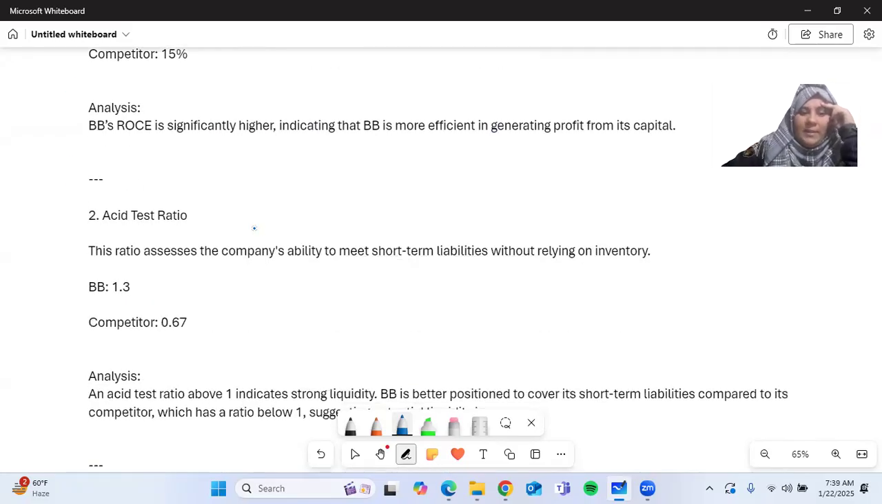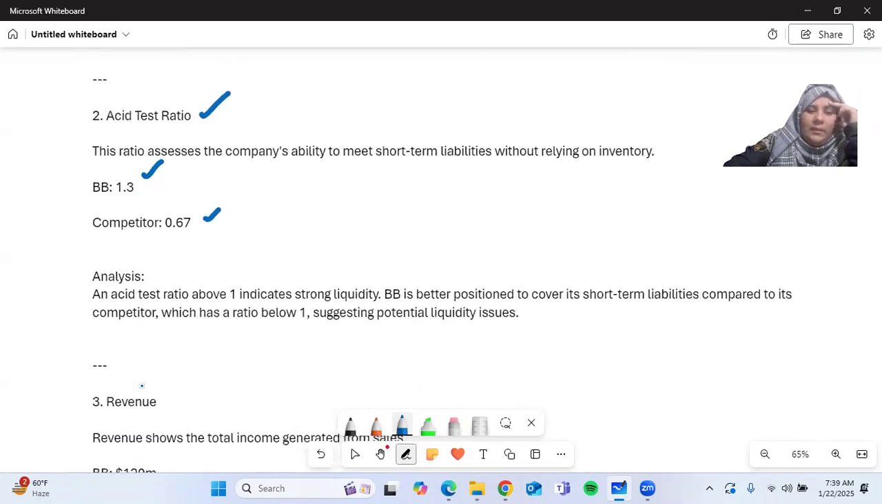Now let's talk about the acid test ratio. This ratio assesses the company's ability to meet short-term liabilities without relying on inventory, because we know that closing inventory is not part of the acid test ratio, but it is part of the current ratio. BB's ratio is 1.3 and competitor's ratio is 0.67. A ratio above 1 indicates strong liquidity, and BB is better positioned to cover its short-term liabilities compared to its competitor, which has a ratio below 1, suggesting potential liquidity issues.